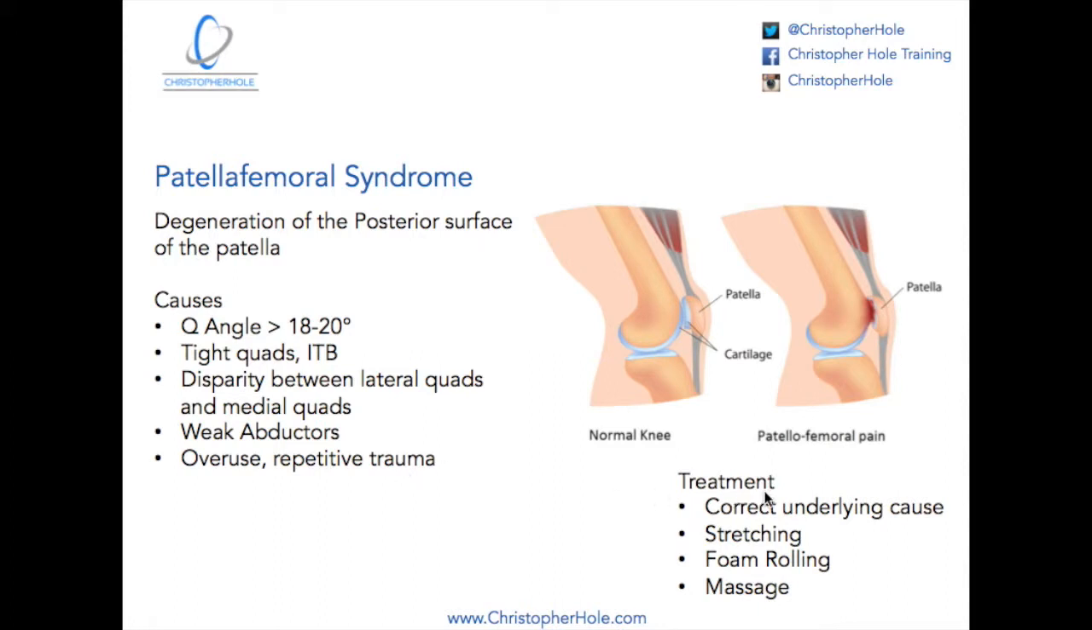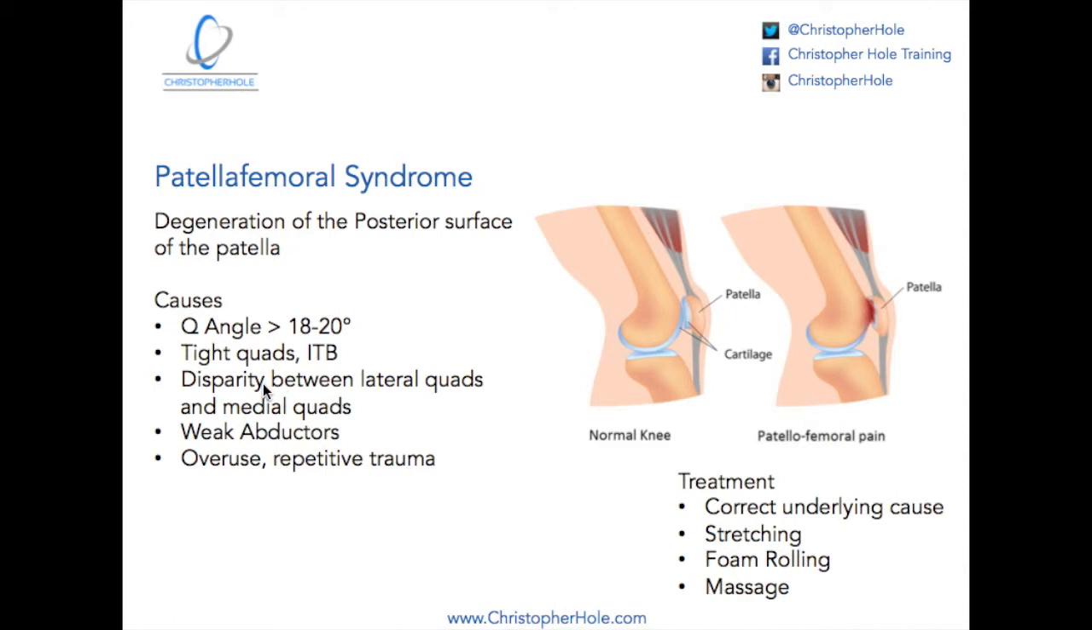But basically, your first treatment plan is to correct the underlying cause. If you've got a Q angle that's greater than 18 to 20 degrees, then there's not a lot you can do about it. That's your bony structure, so it's very much being able to manage that. But then it's exploring: do you have tight quads? Are the quads on the outside of your leg a lot tighter and sorer than the ones on the inside of your leg?